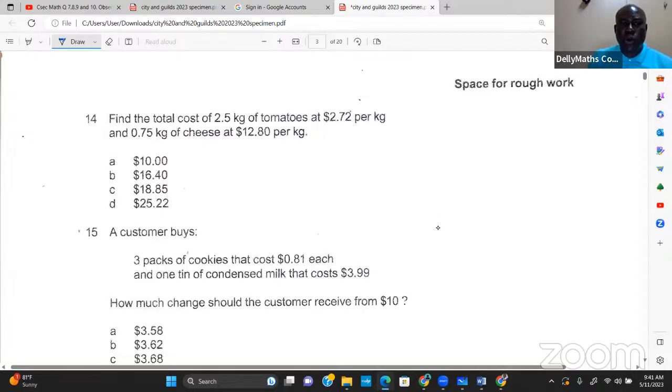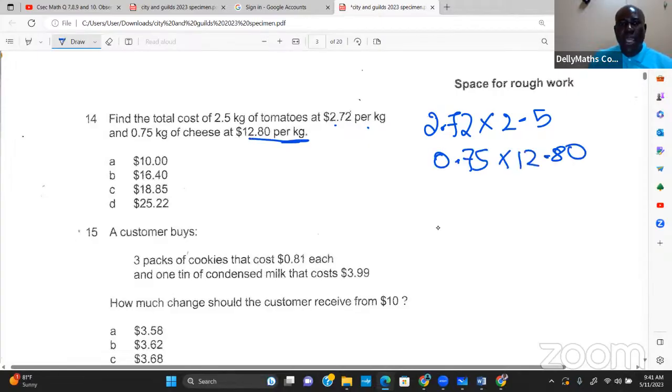Find the total cost of 2.5 kg of tomatoes at this per kilo. That's for 1 kilo and I need 2.5, so we're going to multiply there. And 0.75 kilogram of cheese at this per kilogram. You're talking about multiplying this times this, because we have $12.80 for 1 kilogram. So all we're gonna do is to carry out our multiplication right now.